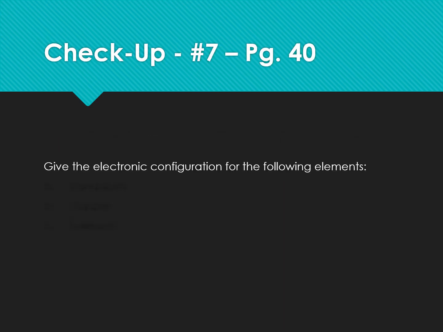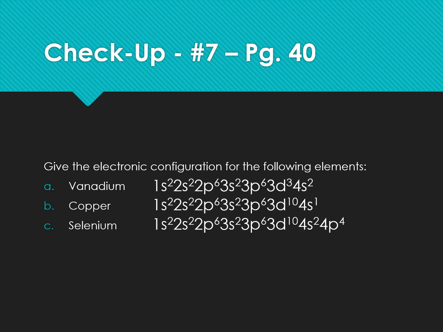So find the configuration for the following elements: vanadium, copper, and selenium. For vanadium, again, the 4s gets filled first and then it leaves you with 3d. Sometimes the d is written after the 4s, but it doesn't really matter. Copper is that rare case where d gets filled before the 4s. The electron jumps from the 4s to the d.